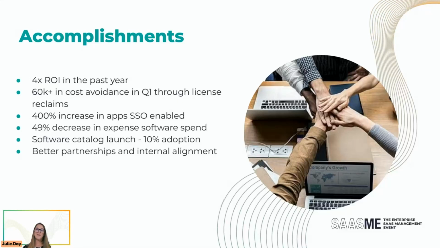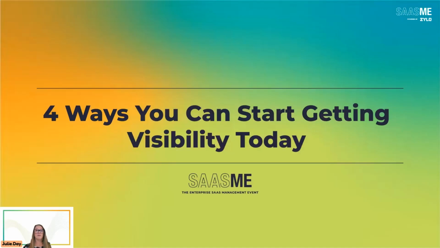So in conclusion, we've talked about why visibility is so important in SaaS management. I've talked a little bit about the struggles and challenges that I've seen in BlackLine. I've discussed my approach to SaaS management and what process that I go through, and then our wins and payoffs. So lastly, I'm going to talk about the 4 ways you can start getting better visibility today.